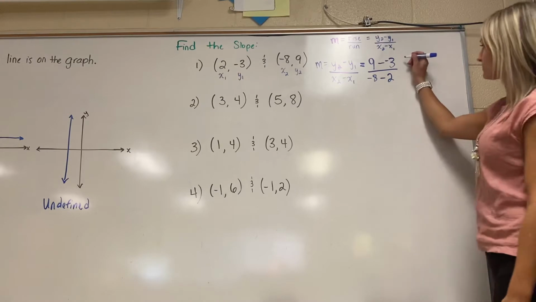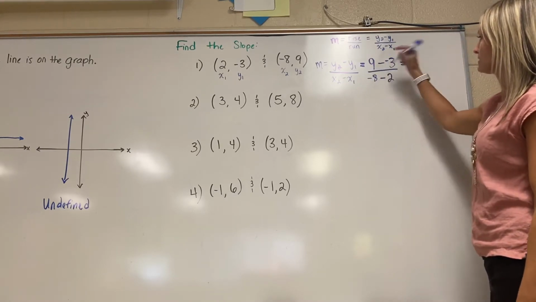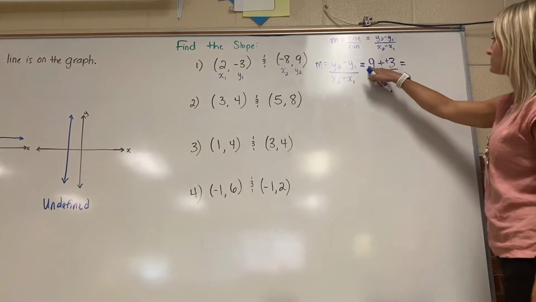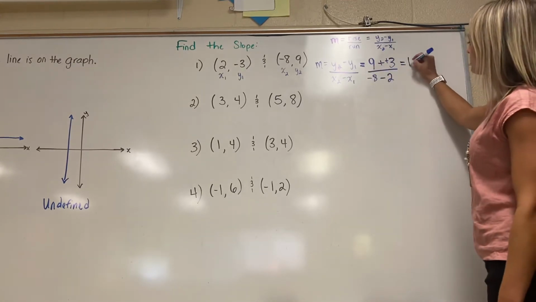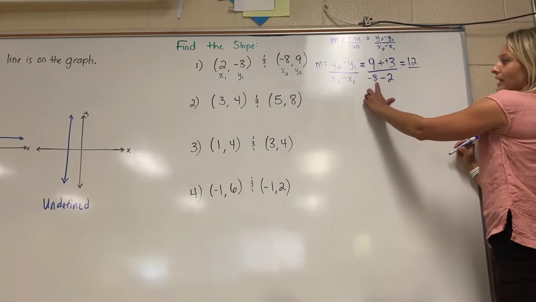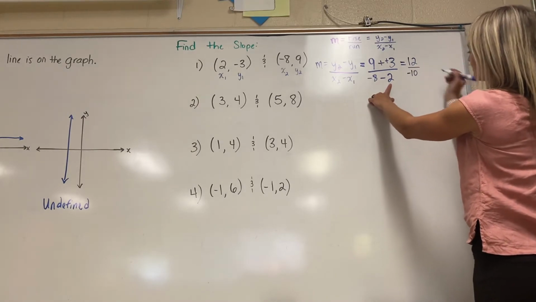And then you just simplify. So we've got 9 minus a -3, so minus a negative becomes a positive, and then I have 9 plus 3, which is 12, and then on the bottom, I have -8 minus 2, so -8 minus 2 is -10.